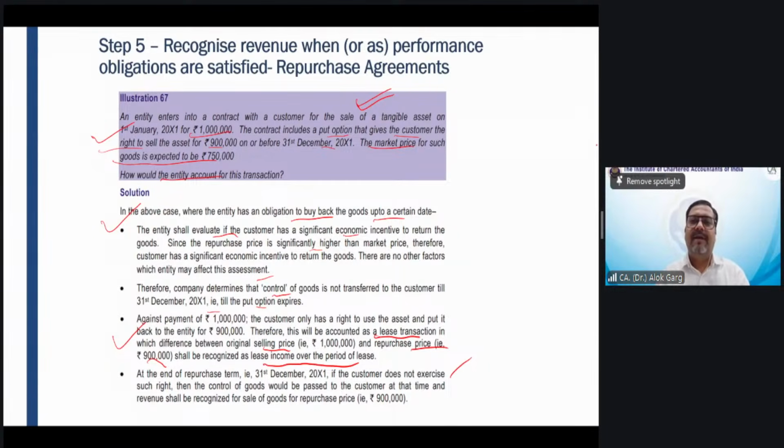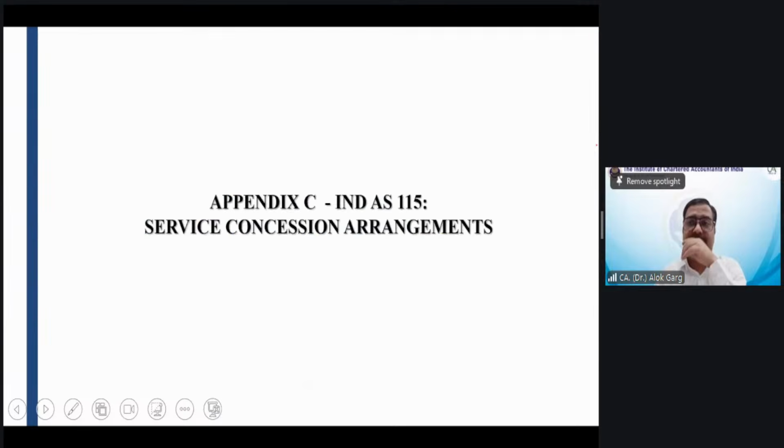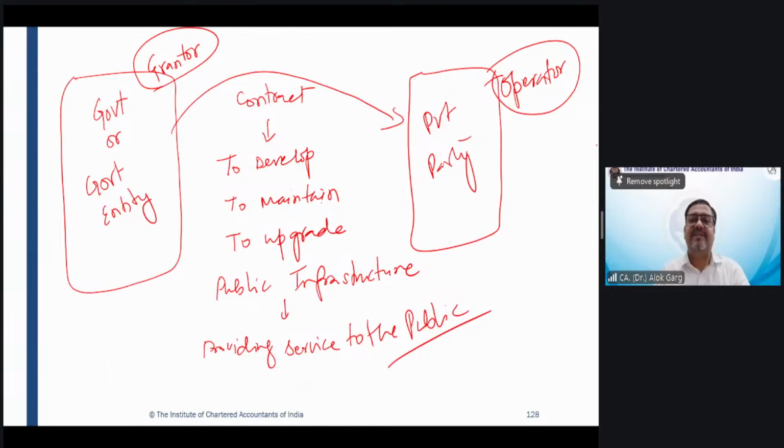Now, my dear friends, let's go to the next part, service concession arrangement. What is the service concession arrangement? What is meant by service concession arrangement?